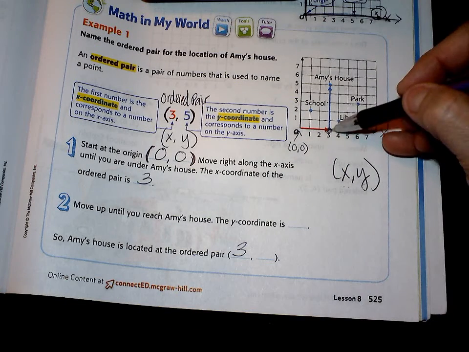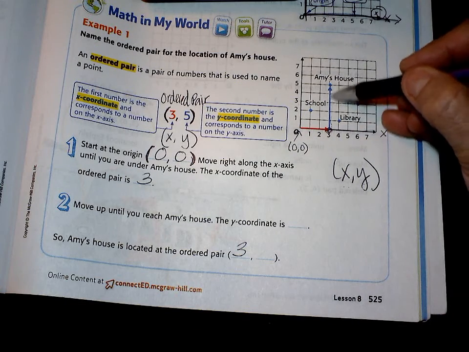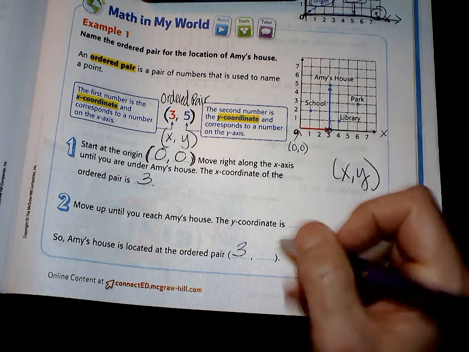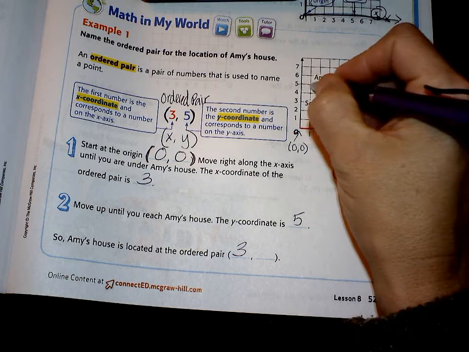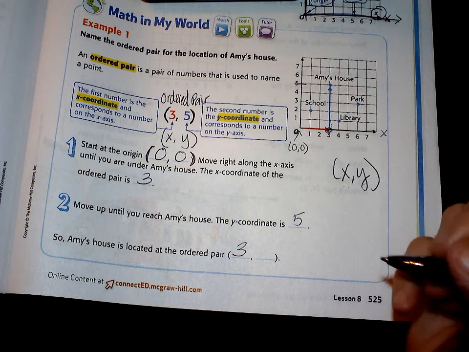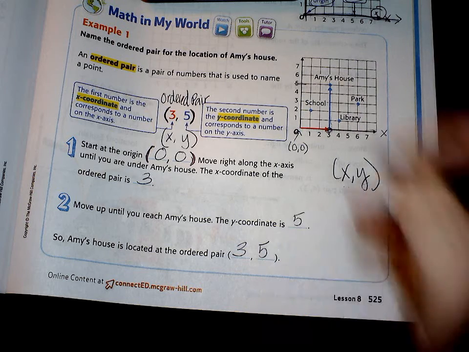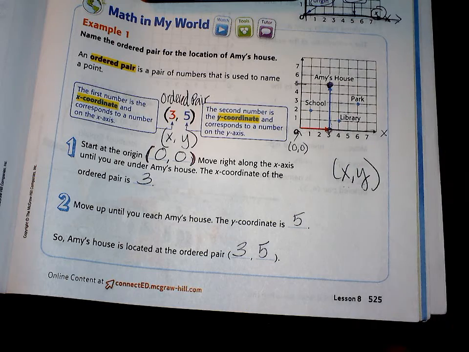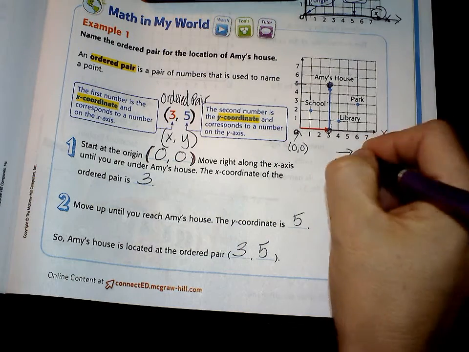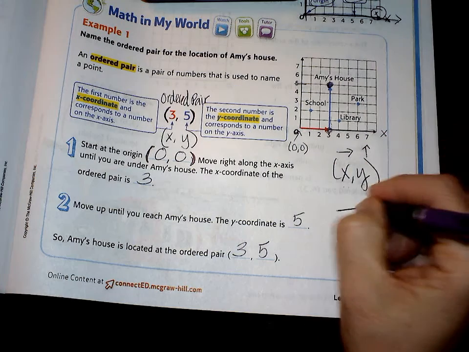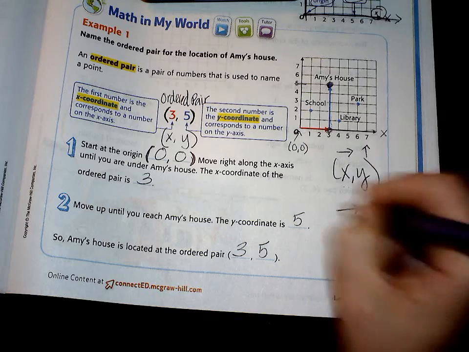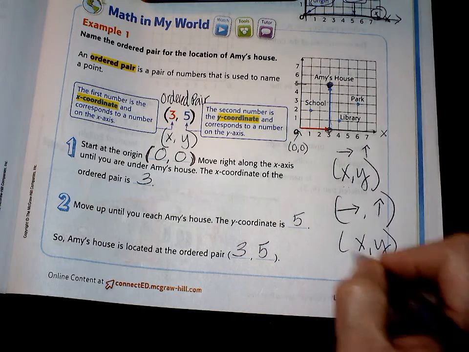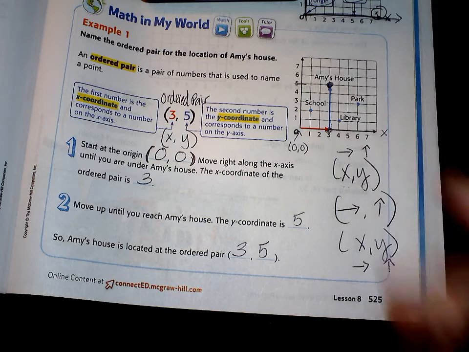Now we're going to go up until we get to Amy's house. You can look across and see it's 5, or you can count 1, 2, 3, 4, 5. The y coordinate crosses the y-axis at the number 5. So the ordered pair for Amy's house is 3, 5. And remember, we always go over first, then up. So you can look at your ordered pair x, y. Remember, that's over, then up.